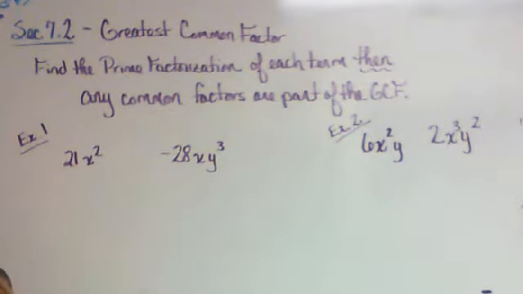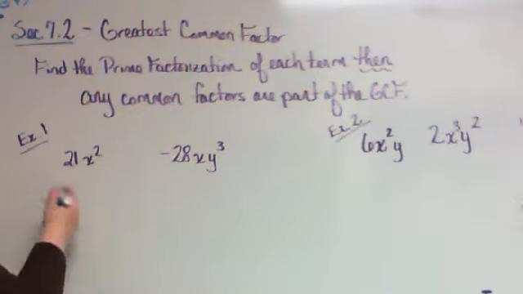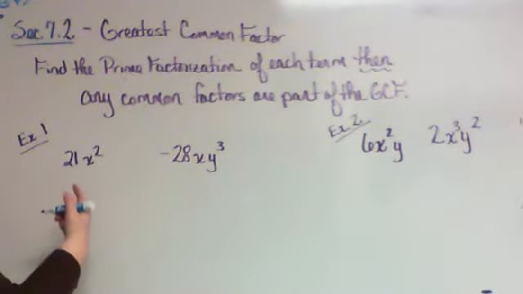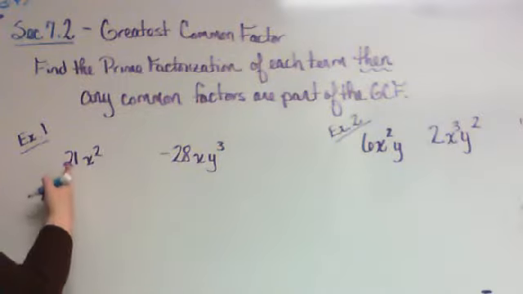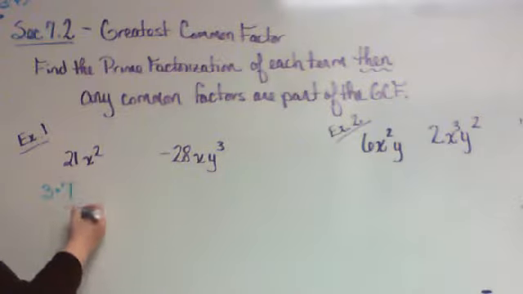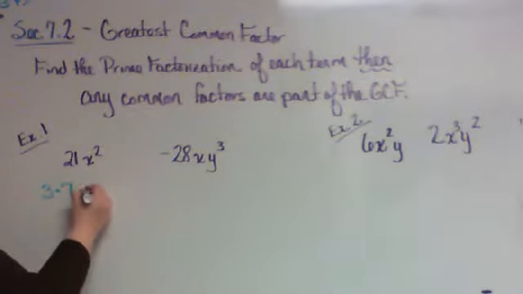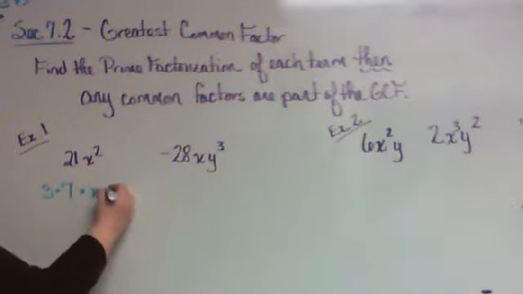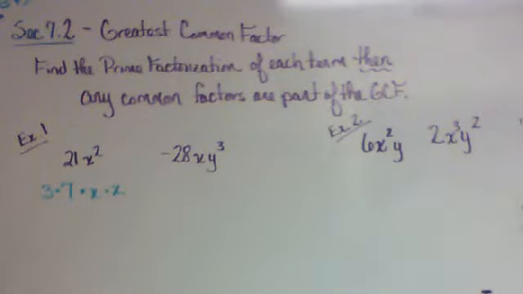So for here, the first thing I'm supposed to do is write a prime factorization for each of them. So when I go to write this prime factorization, remember we're talking about prime numbers. So the prime numbers for here will end up being 3 times 7. And then I need to break down and list out all of my x's. I'm going to show you every step right now. I'll show you how to shorten it in a minute.